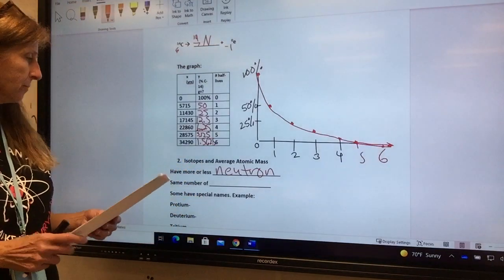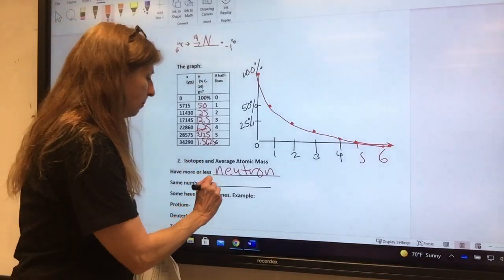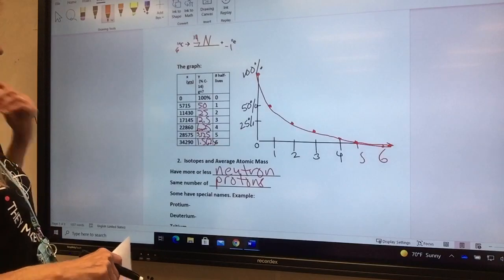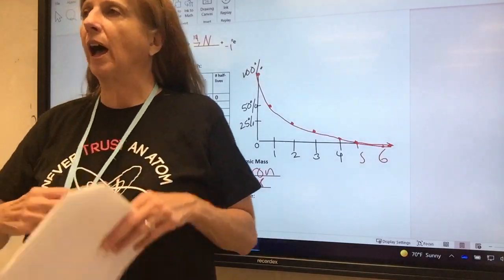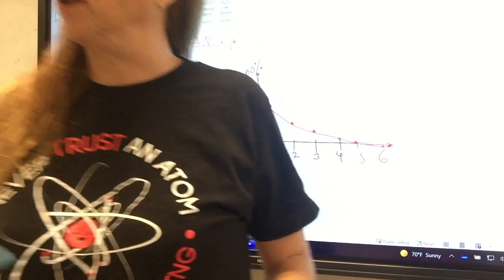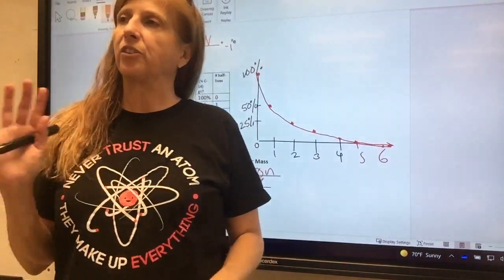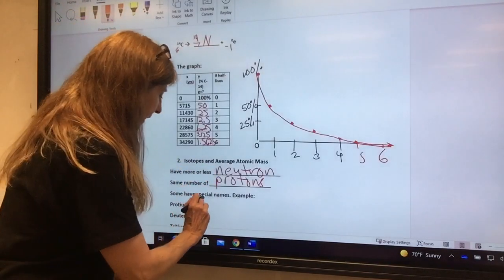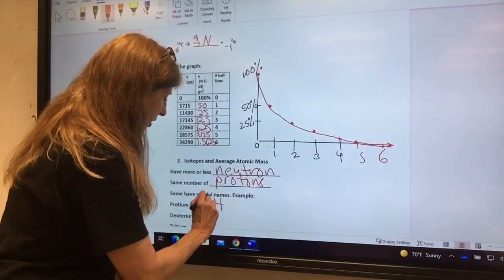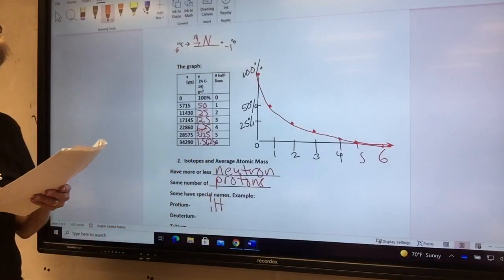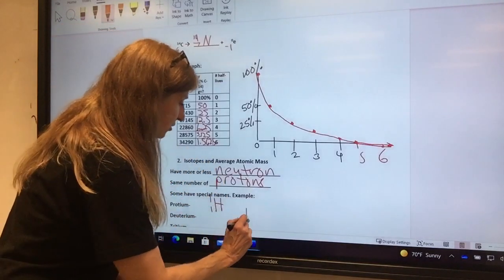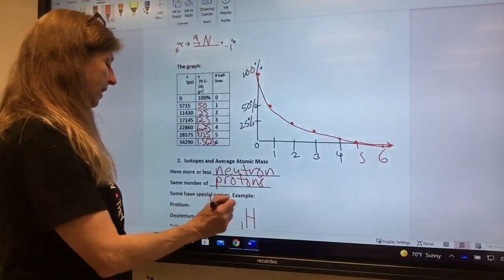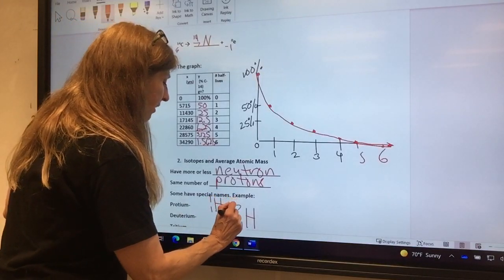Got them all fixed. Okay, so they have the same number of protons. Isotopes have the same number of protons. Some have special names, okay? So there are a few isotopes that are so important that they have their own special name. One is Protium, and it is hydrogen that just has one proton. Deuterium is hydrogen that has one proton. Of course, it has to have one proton to be hydrogen, but it has one neutron, so it has a mass of 2.